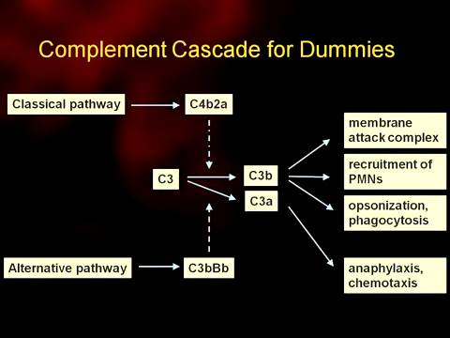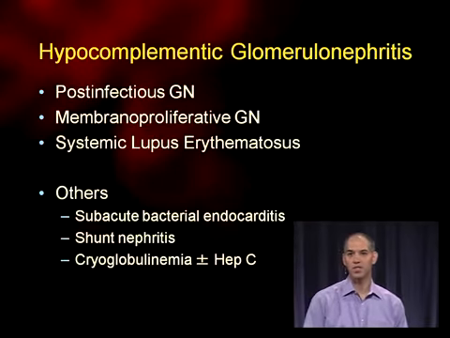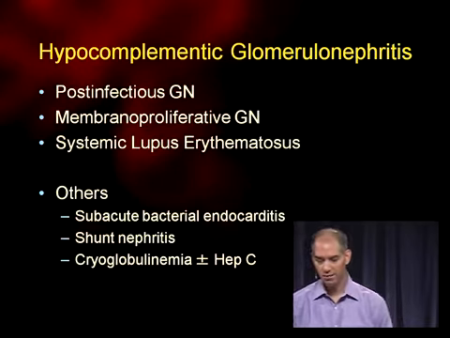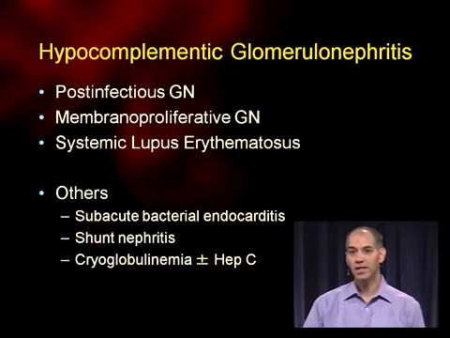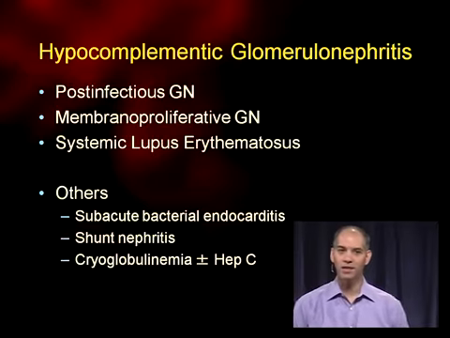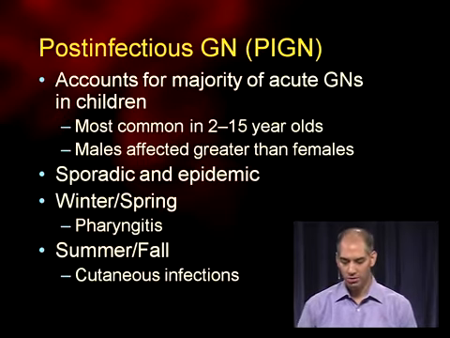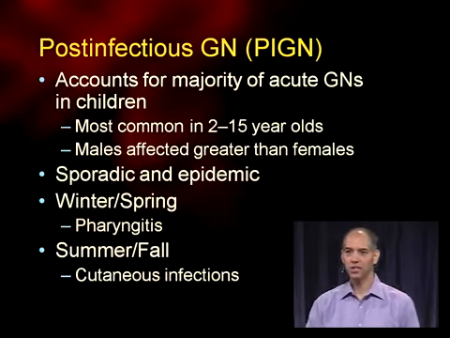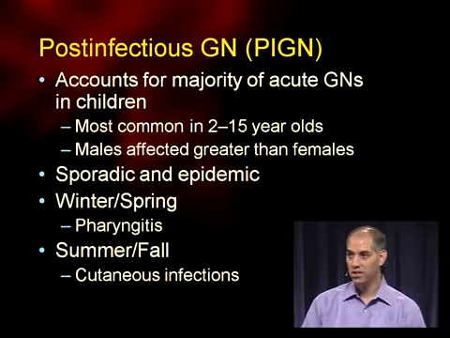And so there are some GNs where both C3 and C4 are low, and some GNs where only C3 is low, and some GNs where the complements are normal, and those can give you clues as to what the condition is. Now, the hypocomplementemic GNs that show up on the pediatric board exams are post-infectious GN, membranoproliferative GN, and systemic lupus. There are others, but less common when it comes to both presentation clinically and also on board exams. Post-infectious GN is the most common acute GN that you're going to see. It is the majority of GNs in children.